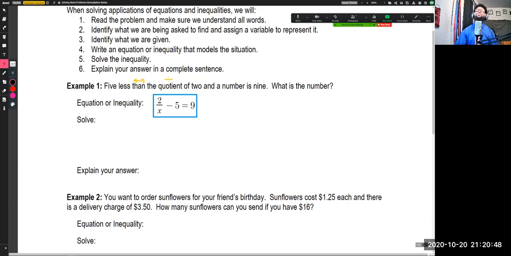And now to solve, we are going to solve like we would anything else by performing our inverse operations. So my first step is going to be to add 5 to both sides. Once I've added 5, I end up with 2 over x equals 9 plus 5, which is 14. So 2 over x equals 14. And now my next step, I have these two things being divided.